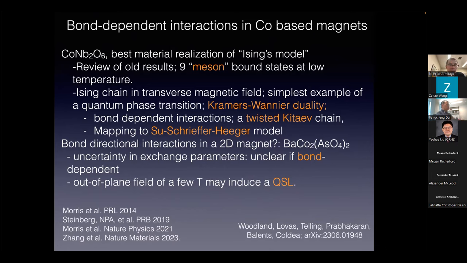And so I would encourage people to look at this system, particularly in that regime of out-of-plane field, by the various experiments they can. And then to bring it all together, if we think that the system, barium cobalt arsenic, is a quantum spin liquid, but not for Kitaev reasons, and it doesn't have large bond-dependent interactions, then we might want to ask ourselves what's special about cobalt niobate in this regard that it does. That might be a clue or a key to designing new materials which can realize 2D hexagonal lattices closer to the Kitaev limit.